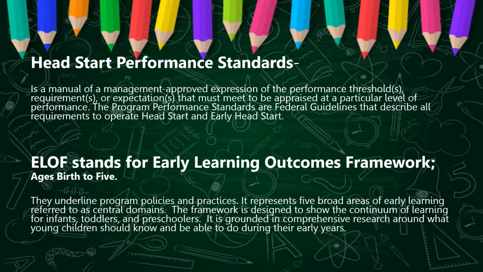ELOF stands for Early Learning Outcomes Framework, ages birth to 5. They underlie program policies and practices. It represents 5 broad areas of early learning referred to as central domains. The framework is designed to show the continuum of learning for infants, toddlers, and preschoolers. It is grounded in comprehensive research around what young children should know and be able to do during their early years.